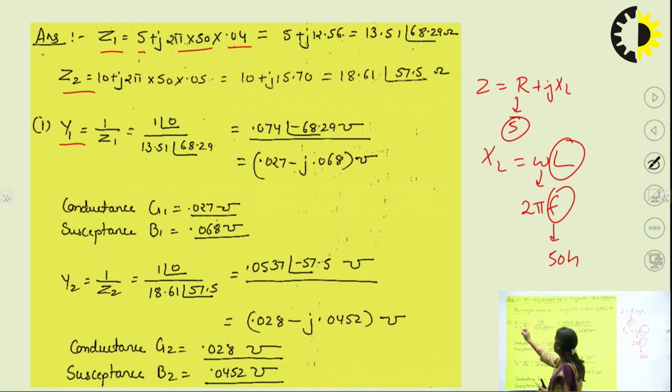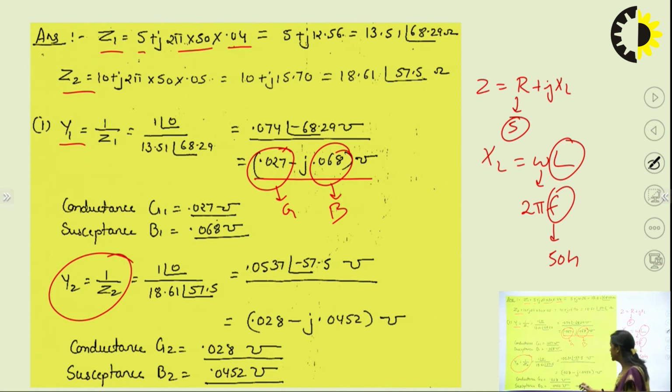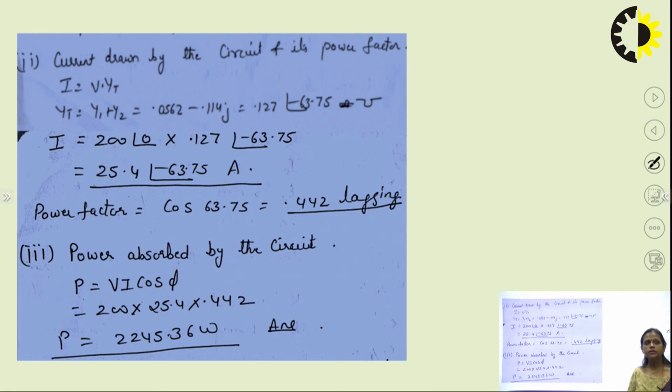So you will find the admittance, that is 1 upon Z1. If you do 1 upon Z1, you will get this value. The real part, 0.027, is the conductance, that is G, and the imaginary part is the susceptance, that is B. So 0.027 will be the conductance and 0.068 will be the susceptance. Similarly, for the next coil you do the same procedure and get the conductance and susceptance, right?